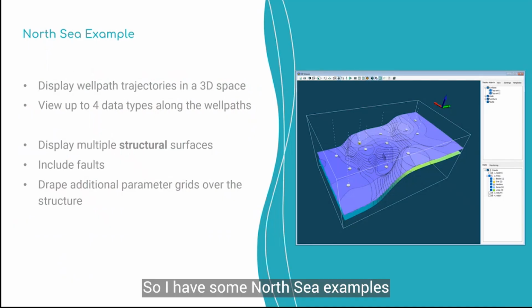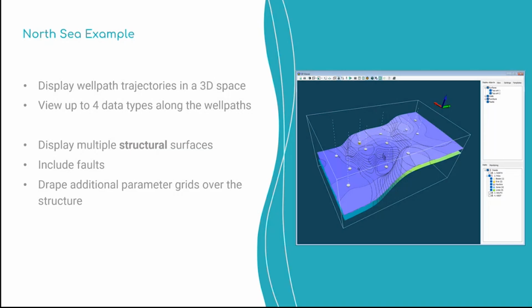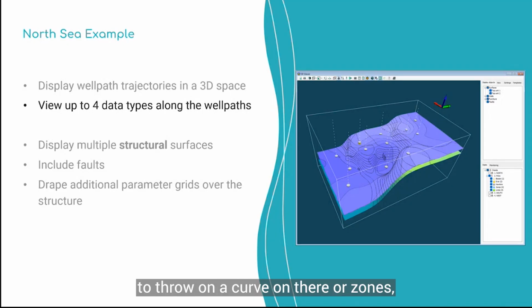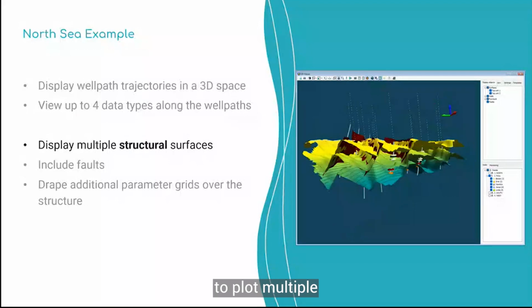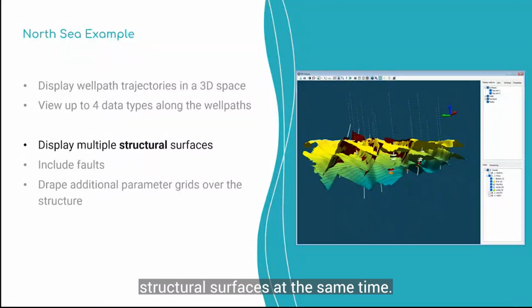So I have some North Sea examples and my demo will be North Sea as well. But the idea behind being able to display in 3D your well paths in the 3D space, plotting data along those well paths, whether it's just your picks or you want to throw a curve on there or zones, that's up to you. And then being able to plot multiple structural surfaces at the same time.